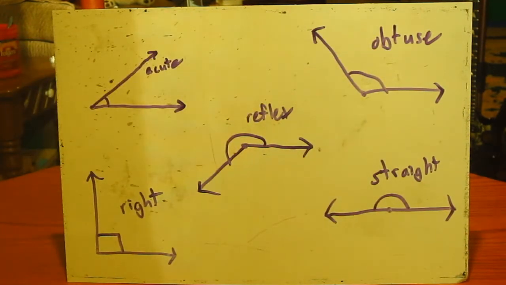The next angle is a straight angle. That one has to be exactly 180 degrees. And then the last angle is a reflex angle, and it has to be more than 180 degrees. So there is a reflex angle.